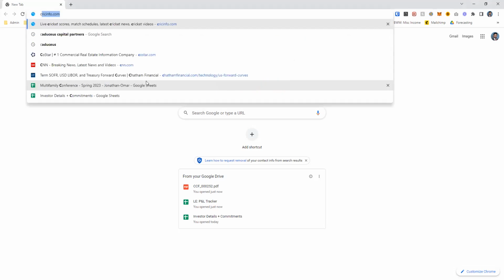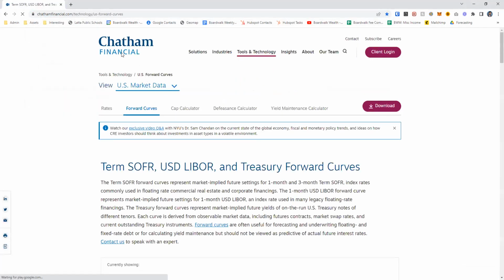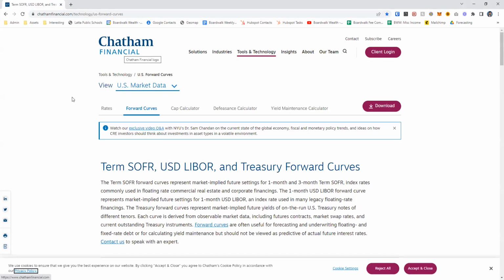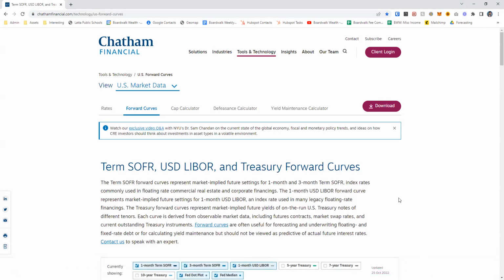So basically, what we're going to be talking about is forward curves. And I'm going to get into what they mean. How do they work for us? How do they not work? What's the math behind it?